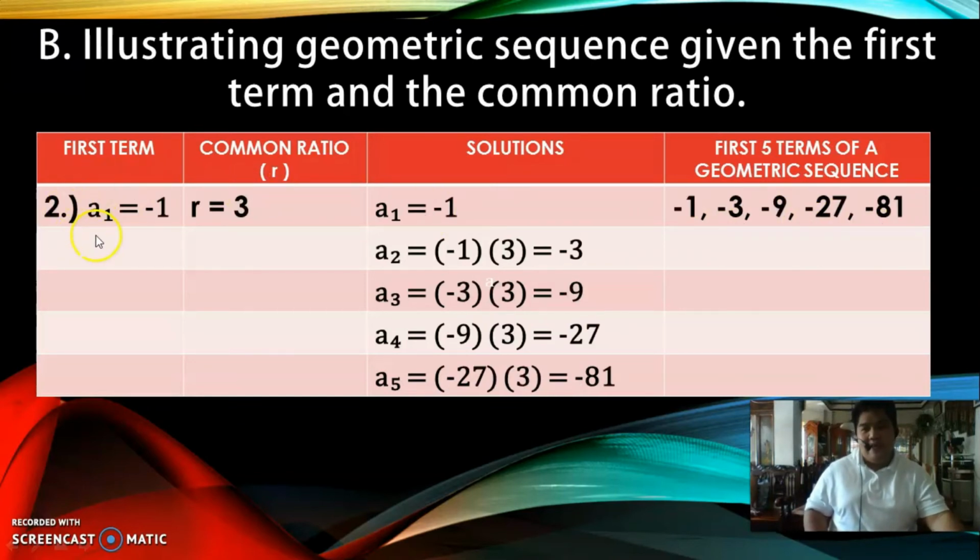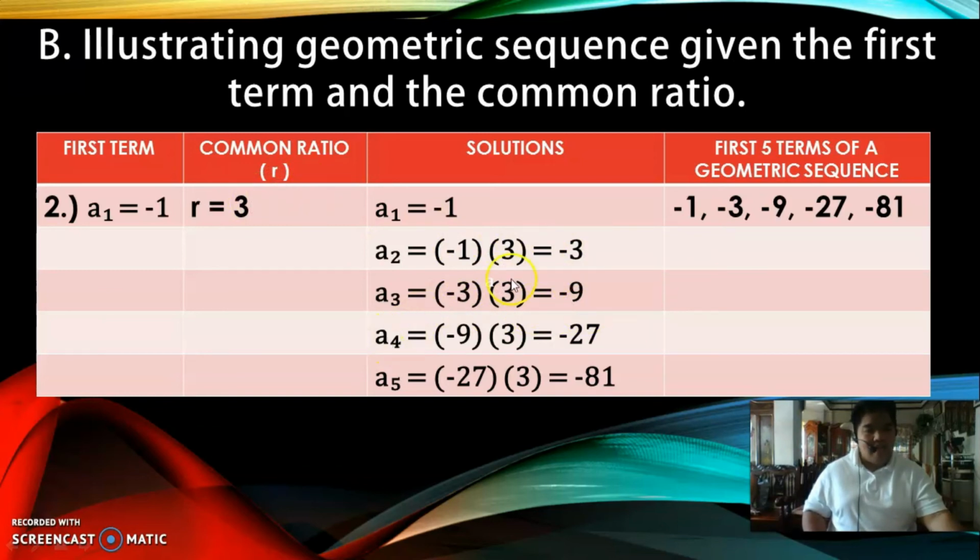Now, example number 2. If I have here first term negative 1, or a sub 1 is negative 1, and your R is 3. Therefore, your a sub 1 is negative 1. That's given. So for a sub 2, negative 1 for the first term multiplied by your common ratio, which is 3, that is negative 3, because that's unlike signs. So again, for a sub 3, the answer negative 3 multiplied by 3 is negative 9.